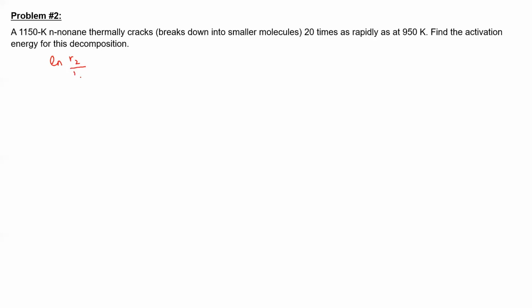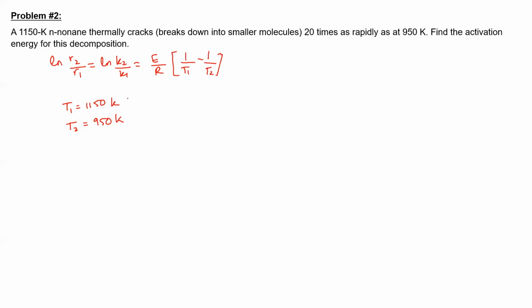ln R2 over R1 is equal to ln K2 over K1, equal to E over R times (1 over T1 minus 1 over T2). It's always good to remember this equation because it will show up a few times. What information are you given? T1 is 1150 Kelvin, already given in Kelvin, which is good. And again, you cannot use Celsius, you have to use Kelvin or Rankine. It has to be absolute units. T2 is 950 Kelvin here.